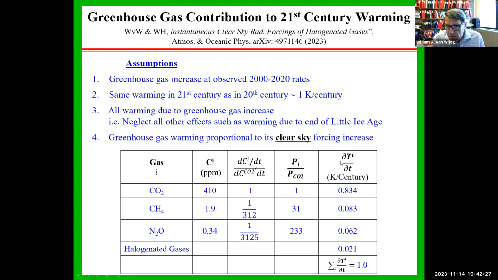So here are the warmings per century. For CO2, about 0.83 degrees per century. Methane, 1/10, 0.08 degree per century. Nitrous oxide, 0.06 degree per century. And of these 14 of your strongest greenhouse gases, these halogenated gases, about 2%. And you add these all up and get 1.